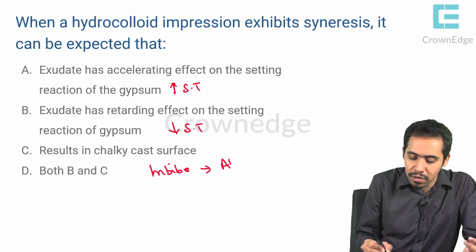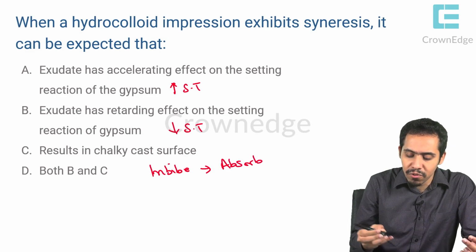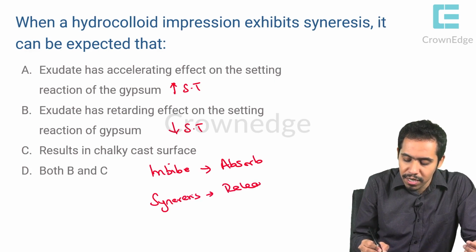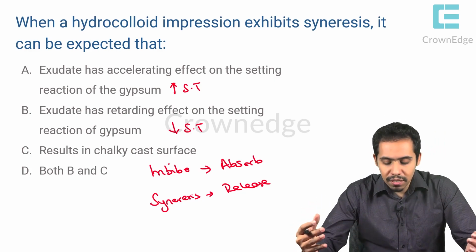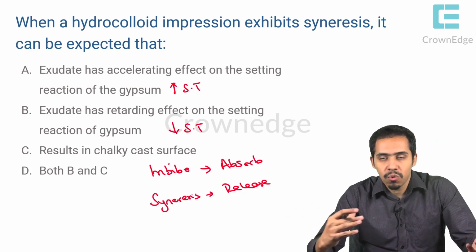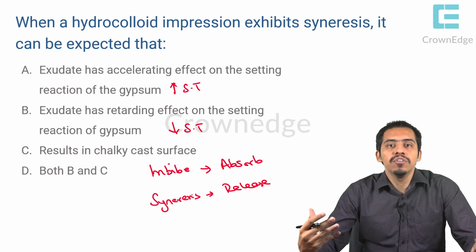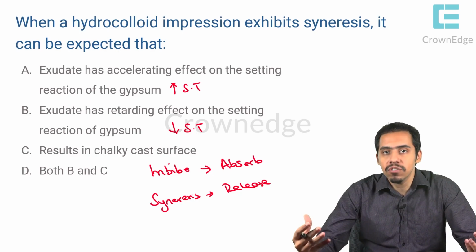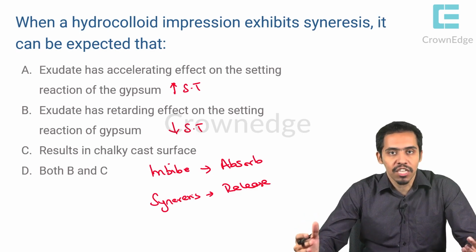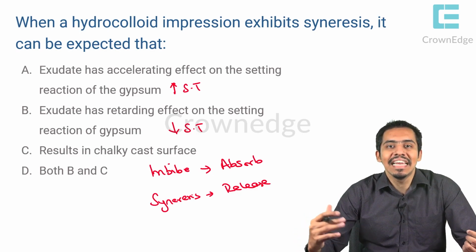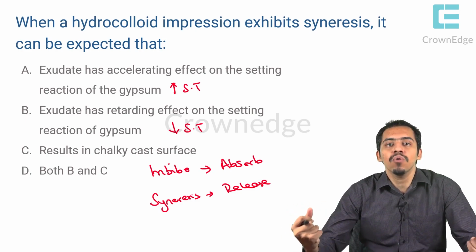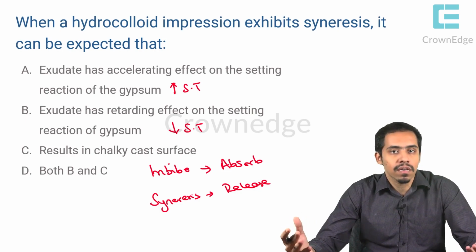Okay, so don't ever confuse syneresis and imbibition. You just have to understand that imbibition, it absorbs water. So whenever we aren't able to pour the cast immediately in a clinical scenario, what we do is we place wet cotton rolls on top of the alginate impression materials. It delays the process of its syneresis, the way it loses out water, because it gets to absorb water from the cotton rolls. This is in a clinical scenario.